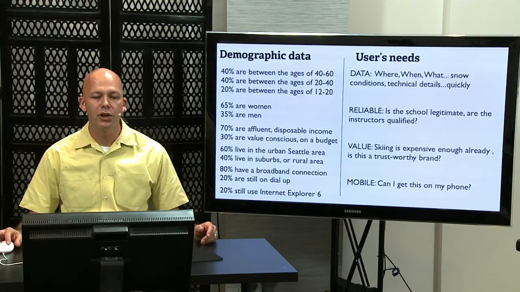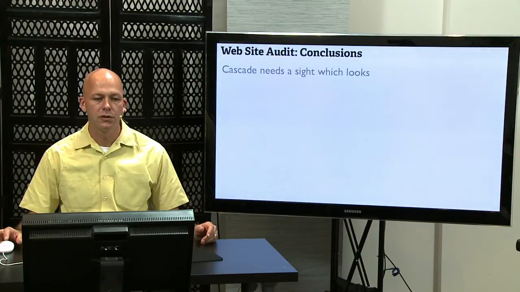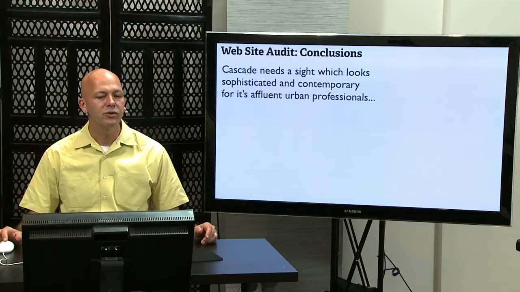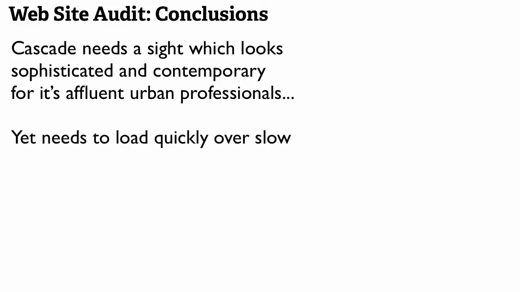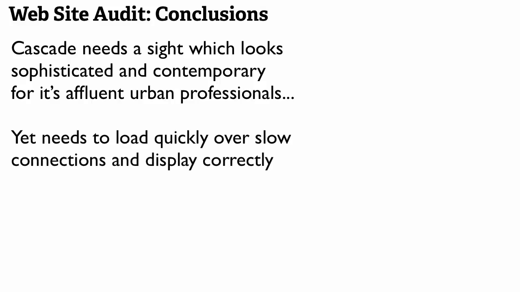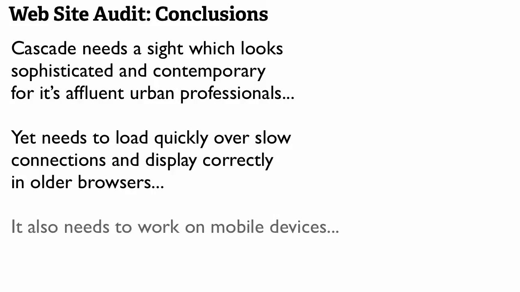So, what are we going to need to build? We need a website which looks sophisticated and contemporary for our affluent urban professionals, but it needs to load quickly over slow connections and display correctly in older browsers. In a sense, because we've looked at possible personas, these two things are kind of at odds with each other, and I need to find a middle ground which is meeting the needs of all of my users, and it needs to work on mobile devices for my younger, mobile-driven users.